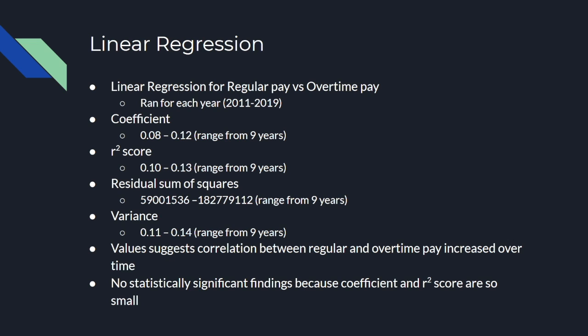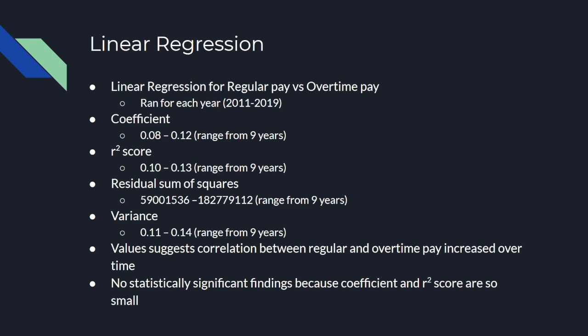We got an R squared score of 0.10 to 0.13 for the 9 years, and we got residual sum squares that were very large, so they were in the millions, as you can see the numbers on the screen. The variance we also got was 0.11 to 0.14 from the 9 years. So the coefficients and the R squared scores did increase over time.